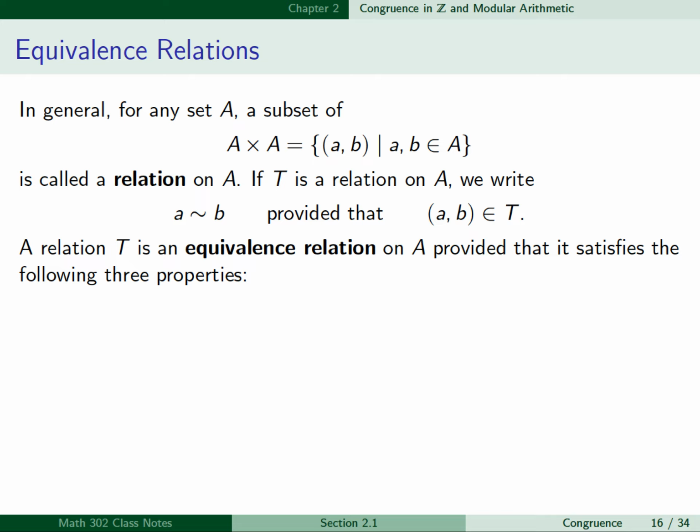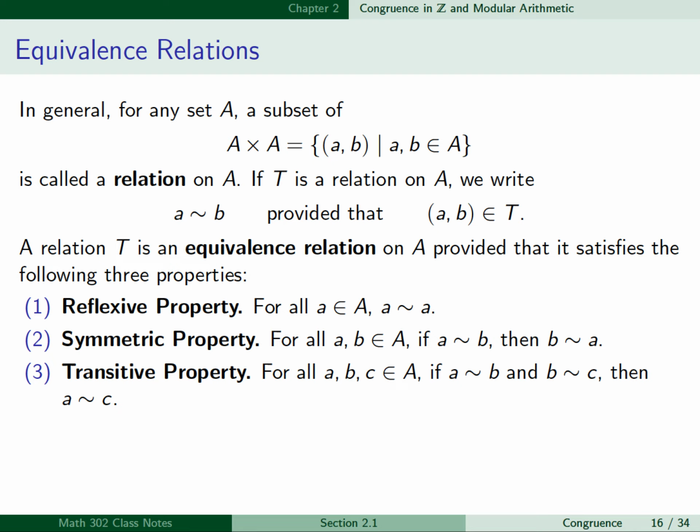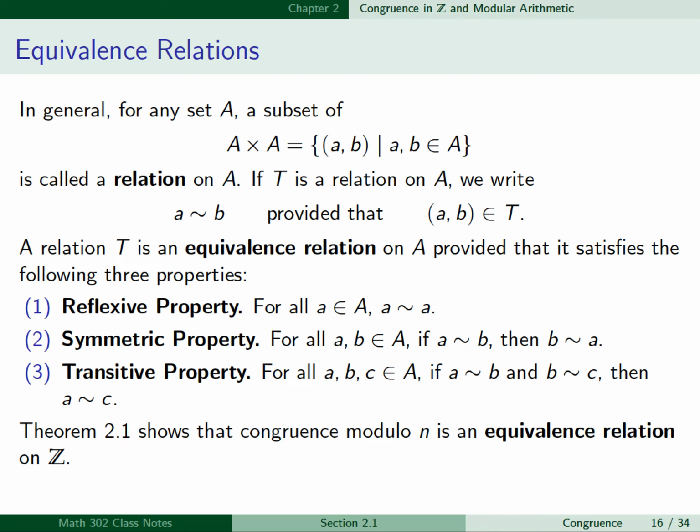Now, a relation T is an equivalence relation on A, provided that it satisfies the following 3 properties. 1, the reflexive property, which states for all elements a in A, a tilde a, or a is related to a, is how we can read that. 2, the symmetric property, for all a, b in A, if a tilde b, or a is related to b, then b tilde a, b is related to a. And 3, the transitive property, for all a, b, c in A, if a is related to b and b is related to c, then a is related to c. Now, theorem 2.1 shows that congruence modulo n is an equivalence relation on Z, since it satisfies these 3 properties.